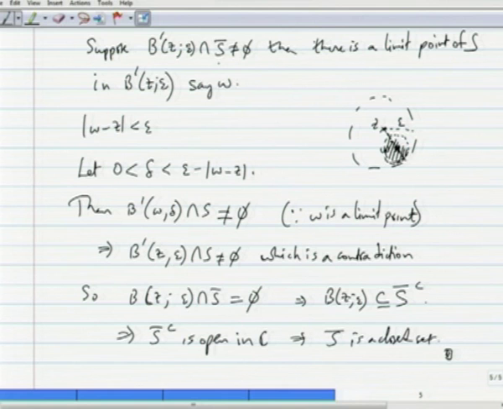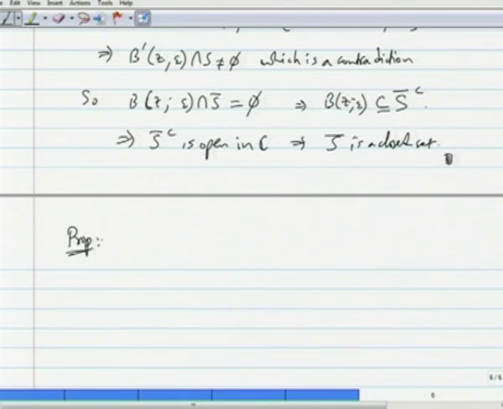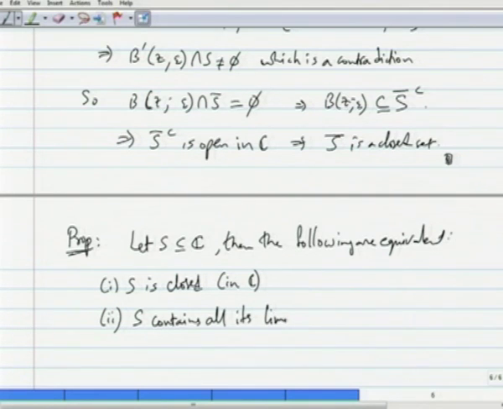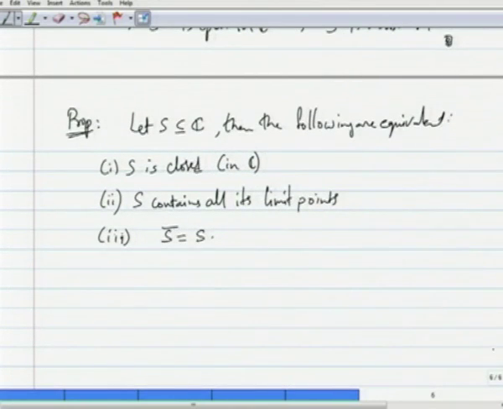Now what we want to show is the following equivalence, just as a further extension. Let S be contained in C. Then the following are equivalent. First, S is a closed set. The context is C, so S is closed in C. Second, S contains all its limit points. And third, S closure is equal to S. These three statements are one and the same.